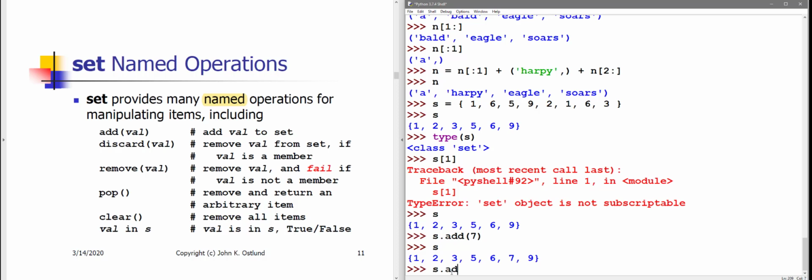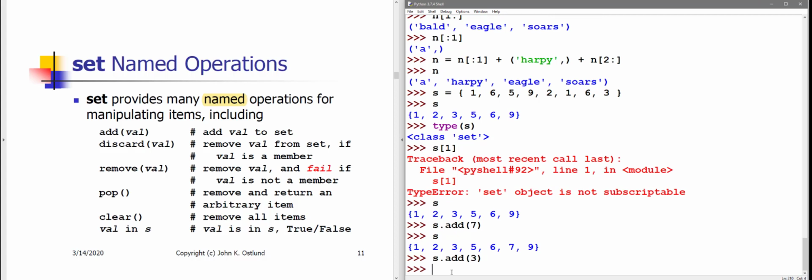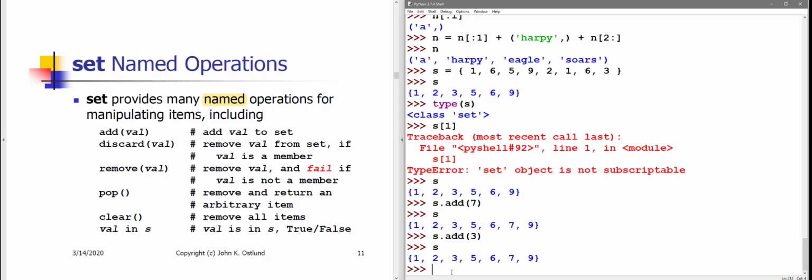If I say s.add 3, 3 is already in the set. However, the add function does not complain. It simply does not add 3 a second time to that set. I can get rid of items from a set using a couple of different functions, discard and remove. The distinction between them is that discard will make an attempt to discard a value, but it will just silently fail if that value isn't there, whereas remove will complain.